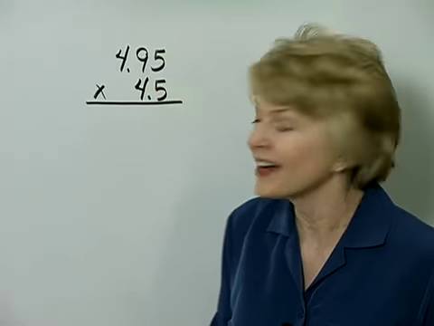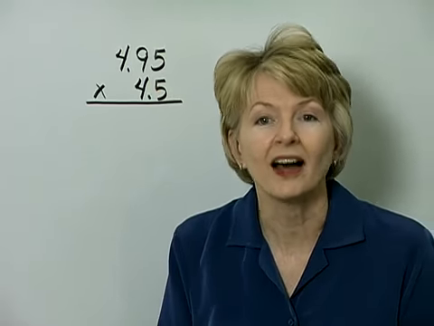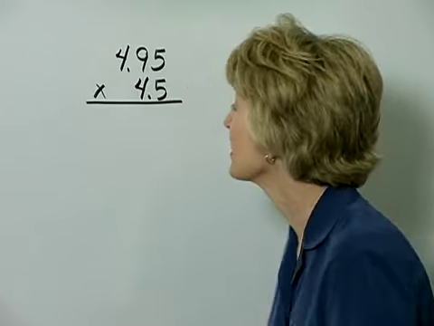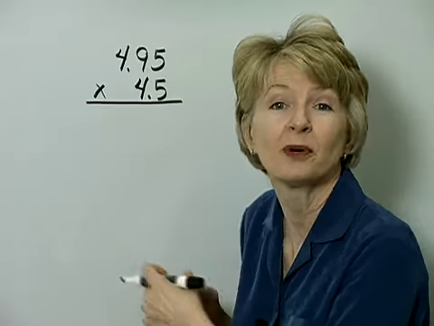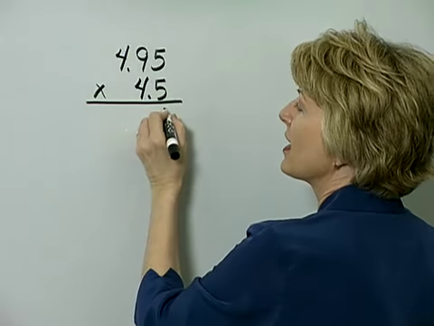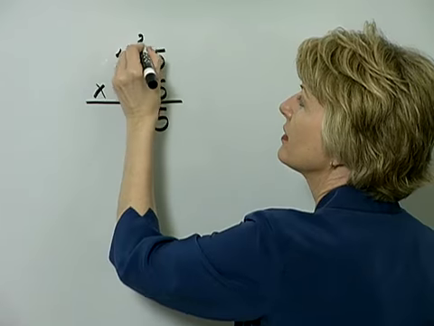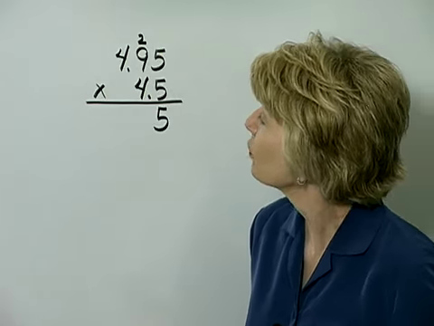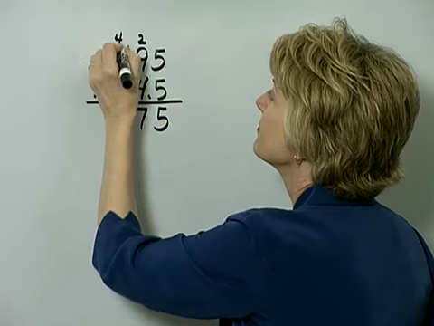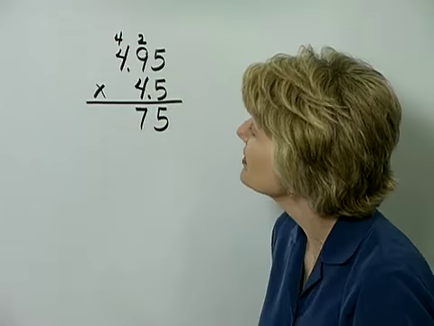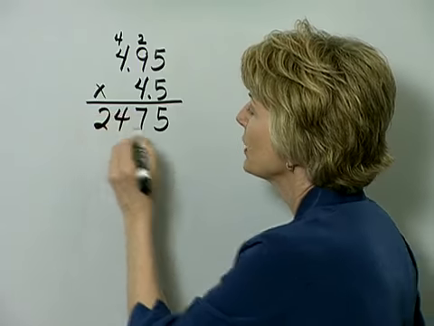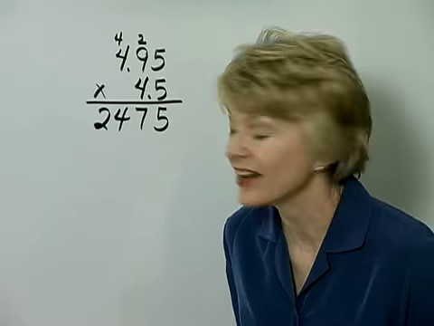How do we multiply decimals? We multiply just as for whole numbers. So let's do that first. Let's multiply as we're multiplying whole numbers. So 5 times 5 is 25. 5 times 9 is 45, plus 2 is 47. 5 times 4 is 20, plus 4 is 24. And remember, we called this a partial product.